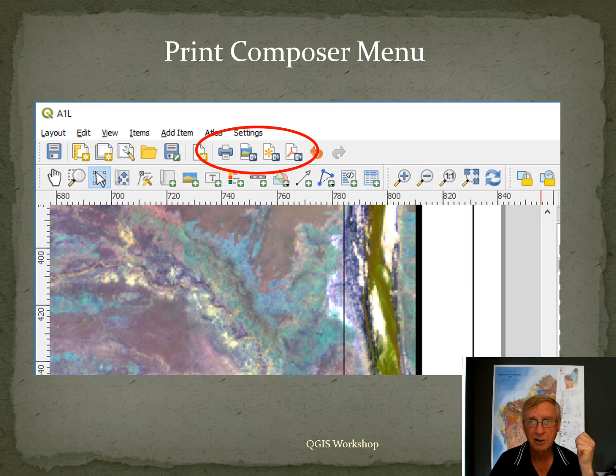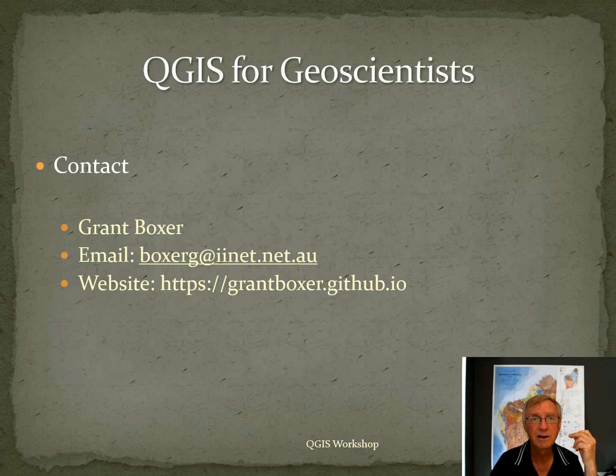Output from print layouts can be to a printer, as an image, an SVG, or a PDF document, as per most other GIS programs.